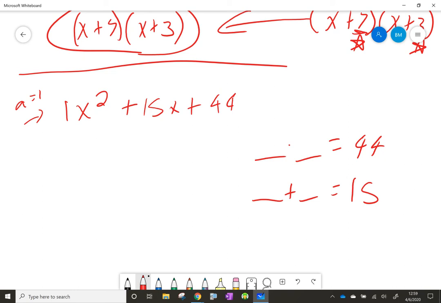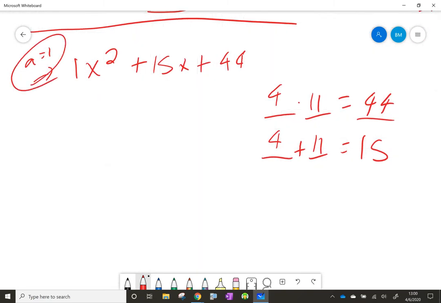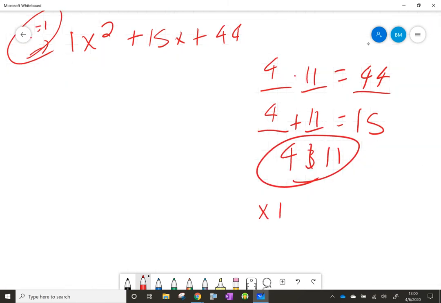Now, just to cut to the chase here, those two numbers are going to be 4 and 11. 4 times 11 makes 44, and 4 plus 11 makes 15. Now, since my a value is equal to 1, I'm going to go ahead and just write my answer. I'm not going to do the factor by grouping. I know that the 4 and the 11 are going to be a part of my answer. So my answer is going to be x plus 4 and x plus 11.